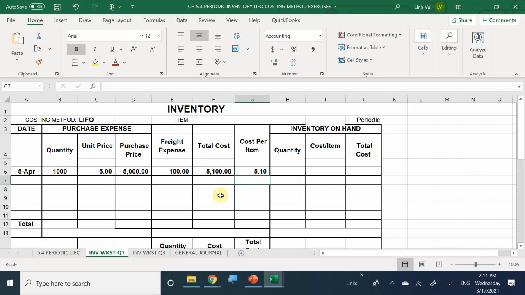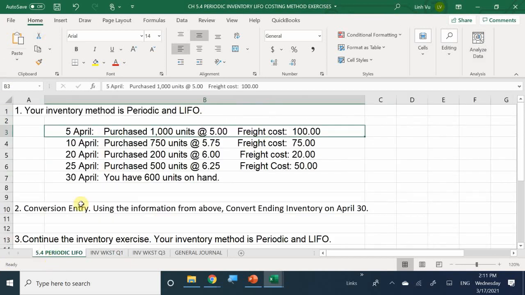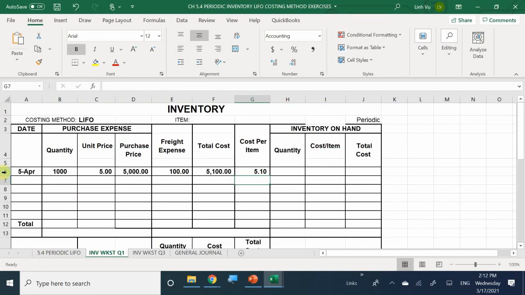All right, so let's go ahead and practice the other way so that we can eliminate having to calculate twice. So let's see what happened next. What happened on April 10? 750 units at $5.75, with a freight of 75. So this time I'm going to go into my inventory worksheet first. It's April 10. We purchased 750 items at $5.75 each with a freight of 75.